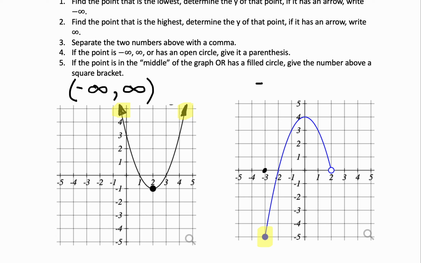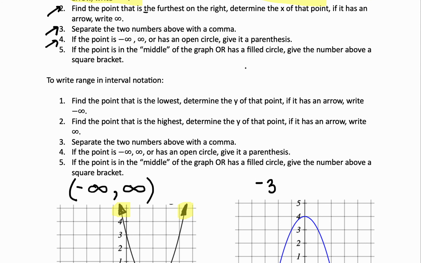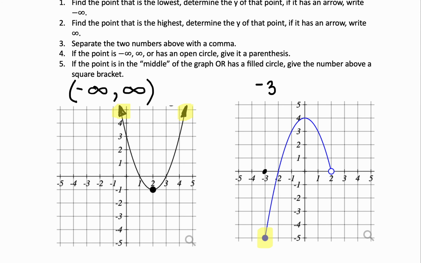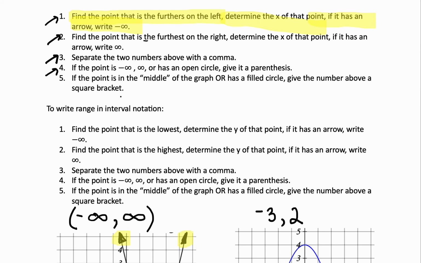Step 2 here says find the point that is the furthest on the right, determine the x of that point. If it has an arrow, write infinity. So the furthest point on the right for this blue graph is right here, and the x of that point is positive 2. So that is the second side of my domain, and remember we will be separating them with the comma just like I did with the infinities. Now we need to decide if they get brackets or parentheses. So I'm going to go back to the steps here. So we already did 3, 4.